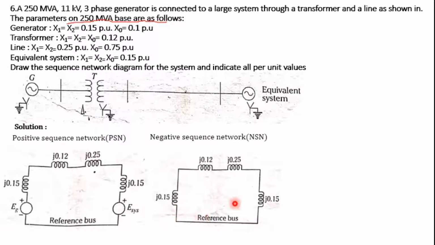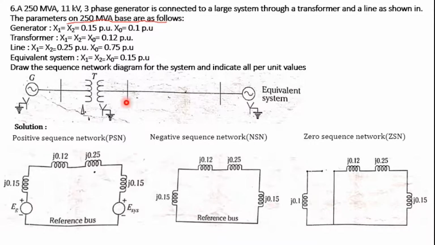Then we need to draw the zero sequence network. First we consider the equivalent system, the generator, then the transformer, then the transmission line. For the generator, which is star and grounded, we are going to close this series switch. Coming to the transformer, the primary side is delta, so we need to close the shunt switch.